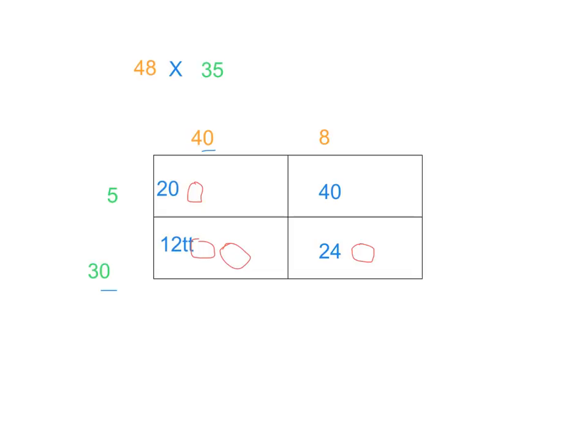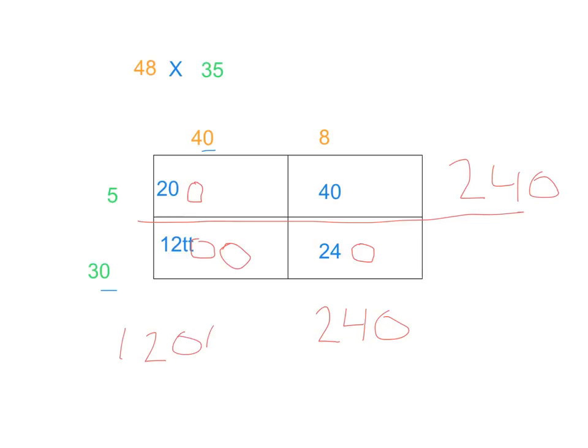You could add it up below. So if I take my first row, which is this one, I have 240 because 200 plus 40 is 240. So I'm going to write that right here. Then I look at the next box. I have 1,200 plus 240.